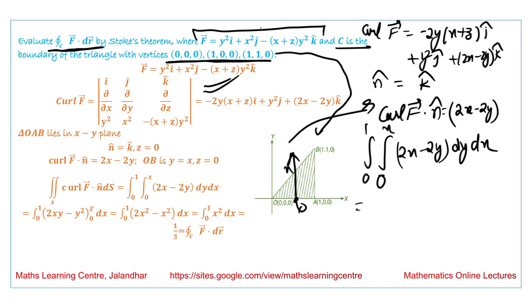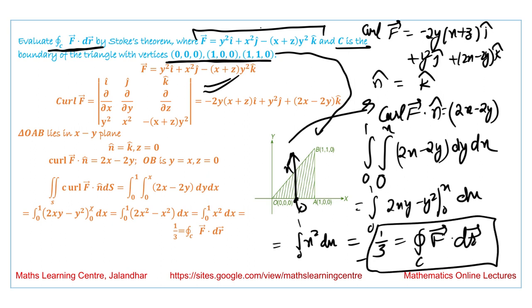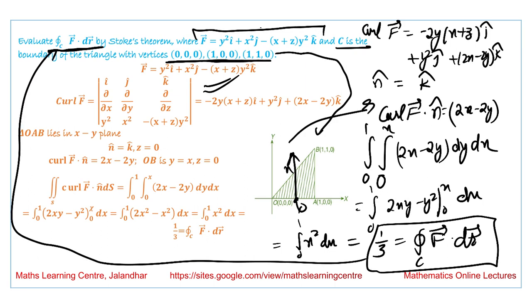If we solve this integral, integration from 0 to 1, with respect to y, it is 2xy minus y square, limits 0 to x, dx. So this is equal to integration 0 to 1 of x square dx, which is equal to 1 by 3, and this is equal to the value of the closed integral of F vector dot dr vector. So this is the required integral.